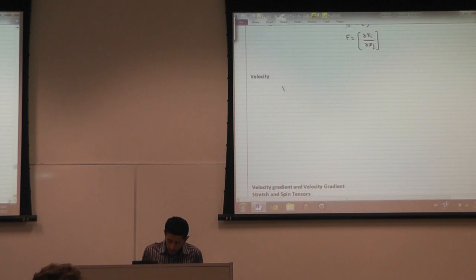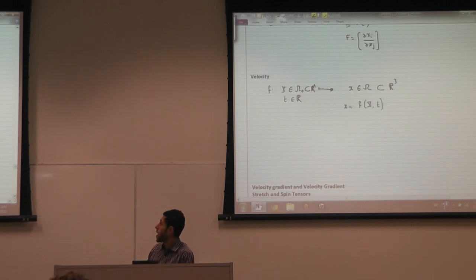So I have a function: given X in R3, given X in my undeformed configuration, that is a subset of R3, and given t in R, I have x in omega, which is a subset of R3. So x is equal to a function of capital X and t, the time.